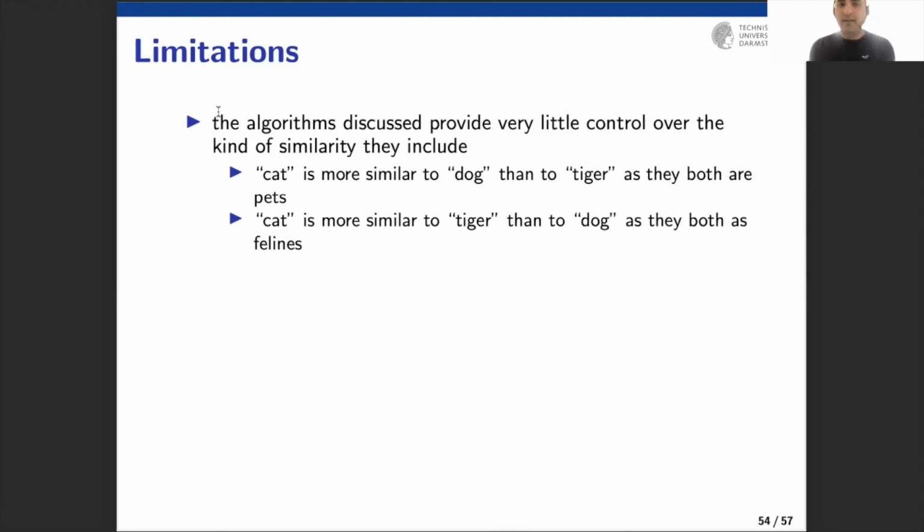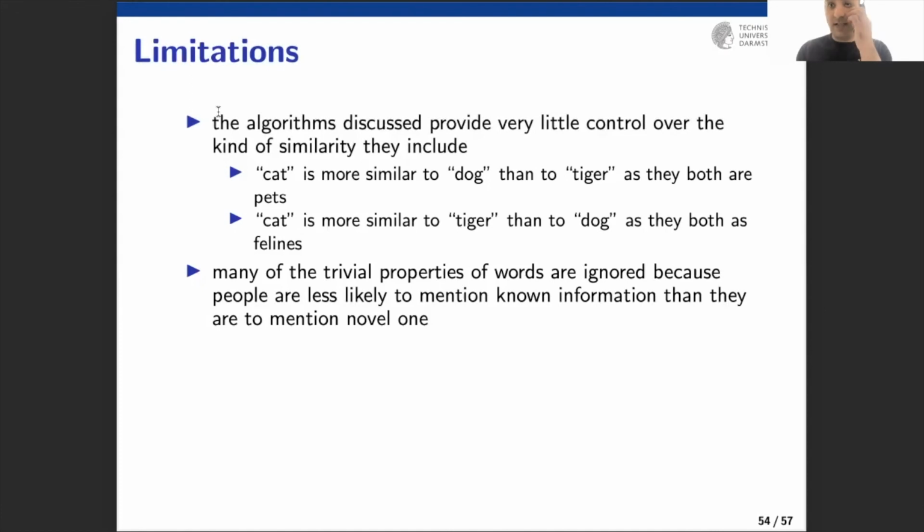So the way that we are defining the word meaning and modeling the word, the distributional hypothesis doesn't capture the type of similarity that we want to include. This is important because we as humans can understand the difference between these two similarities. The other limitation is that many of the trivial properties of words are ignored, because people are less likely to mention known information than they are to mention novel information.